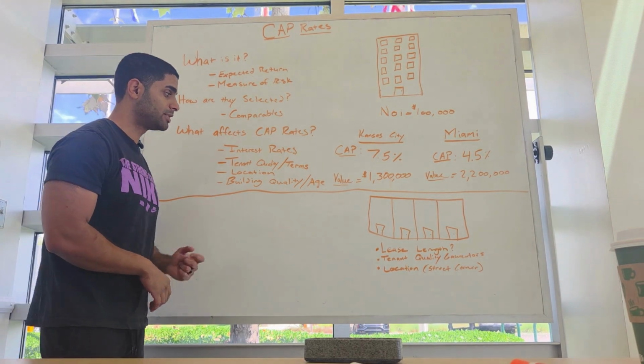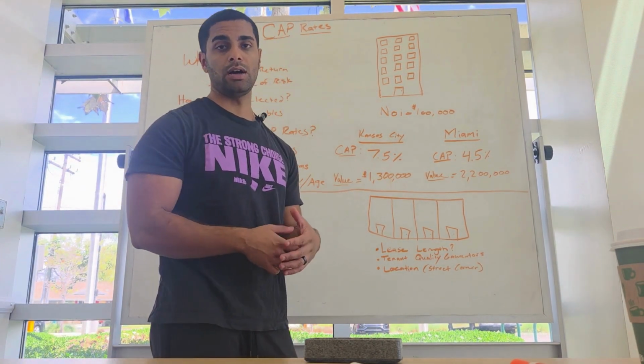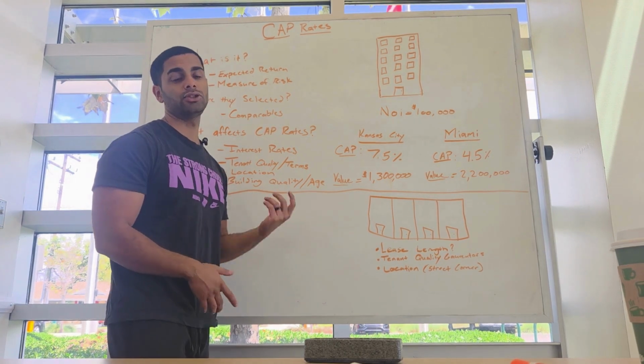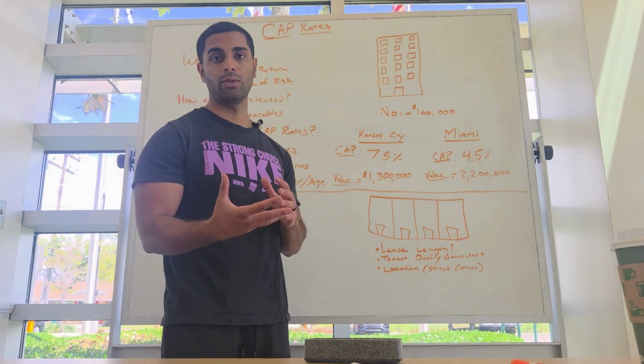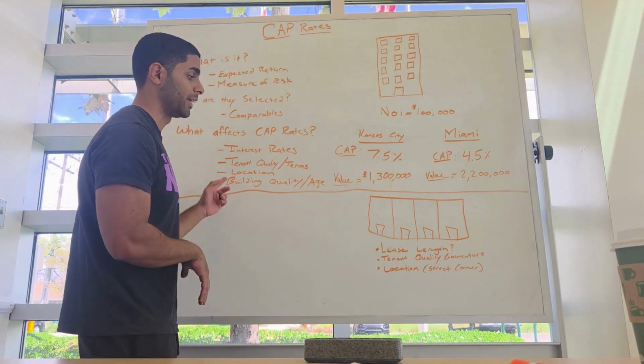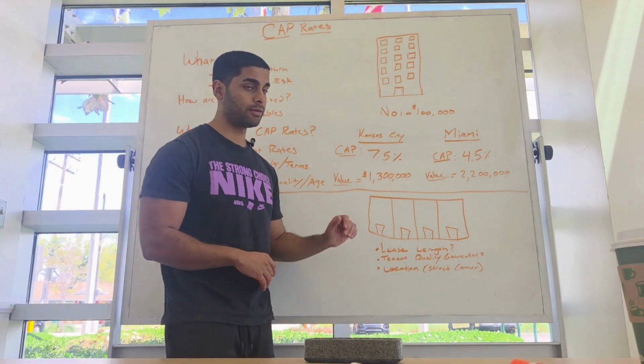The next one that's important is building quality and building age. Newer builds that are in really good shape, that are built out with all the amenities, are going to tend to trade at a lower cap rate. The quality and the age of the real estate will have an effect on what the cap rate trades at.